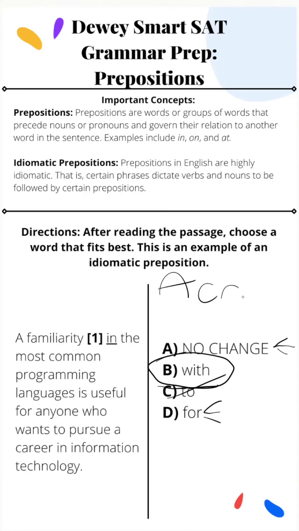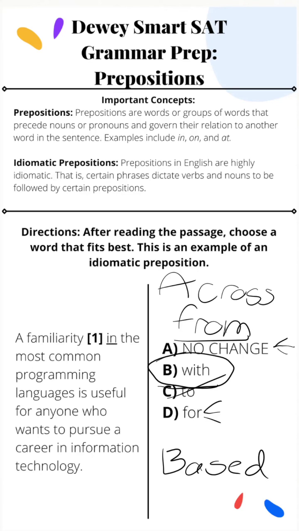Across from is one of them. From is an idiom that you are going to have after across. Another one would be based on. So you're going to use based, and you're going to follow it with on. There are a lot of idiomatic uses of prepositions within the English language. The most important thing, of course, with all idioms is that you practice, practice, practice, and read so you can figure them all out.